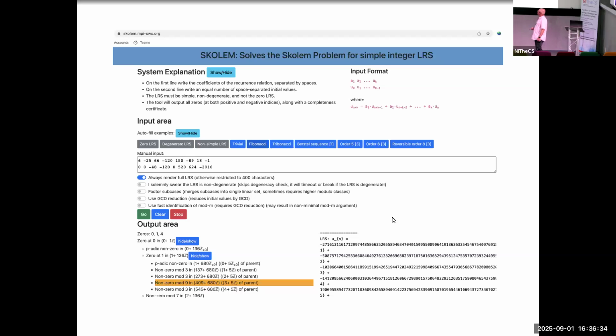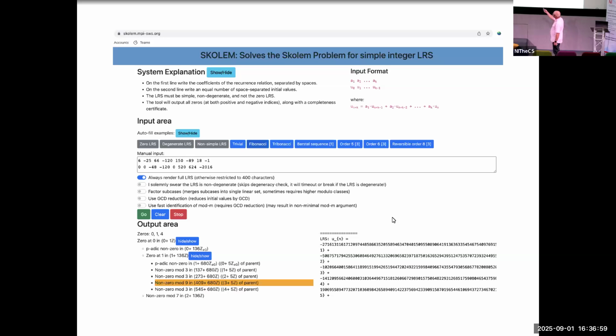If you go to the Skolem tool, you're going to see a window like that. It's going to ask you for a_1 to a_k and u_0 to u_{k-1}, which come from the recurrence. And it's going to ask you to swear solemnly that your sequence is simple, because this program is not going to look at the polynomial and try to find out if it's simple or not. It's just going to do whatever it's trying to do.